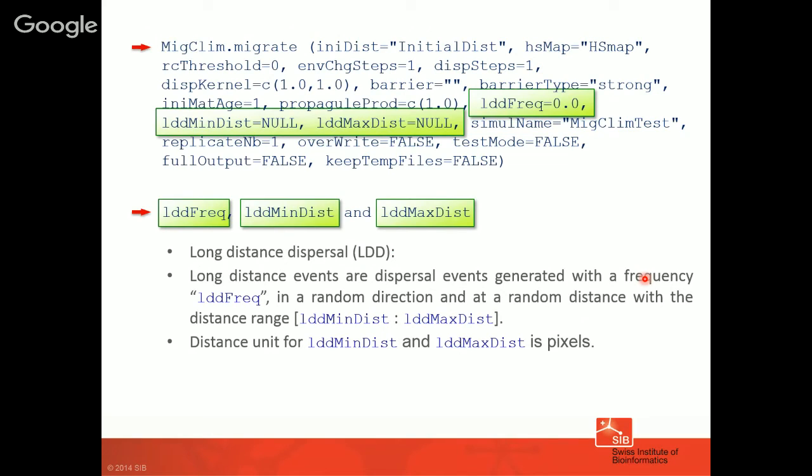Next, you have the long distance dispersal options. If you don't want to implement this, you just leave the frequency at 0 and nothing is going to happen. If you want to implement it, then you give a certain frequency here. You give a minimum distance and a maximum distance. Again, the distance units, as always in MIGCLIM, are pixel units, so cells. So if you have a spatial resolution of 100 meters and you want your species to disperse, say, up to 1 kilometer, you would give a maximum distance of 10.